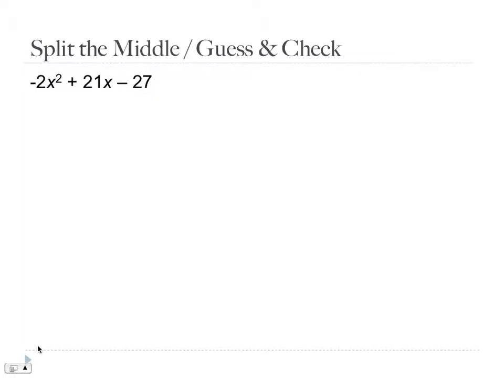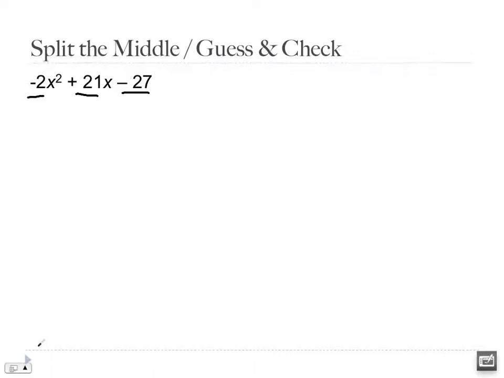Moving on to our next example. Here's the next one. This is a split the middle or guess and check example. I'm going to show you how to do it both ways. So we're going to start by looking for the greatest common factor. Out of negative 2, 21, and negative 27, there is no greatest common factor. So we can't factor anything out.